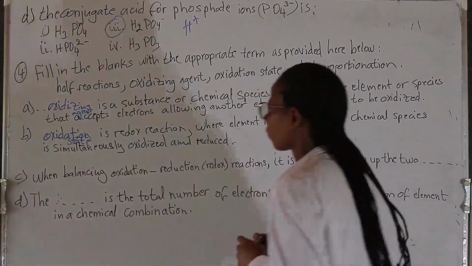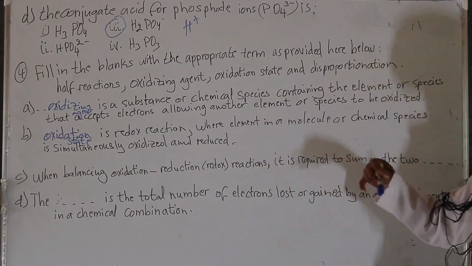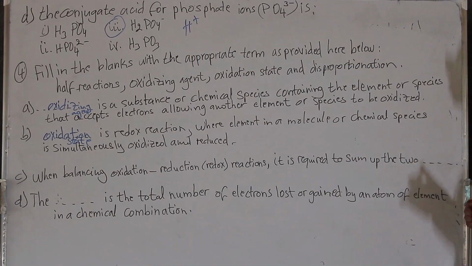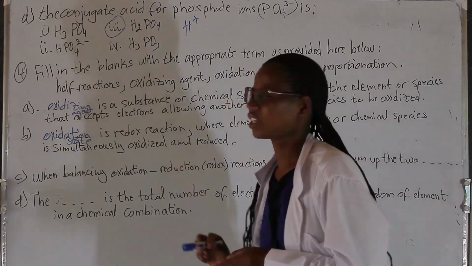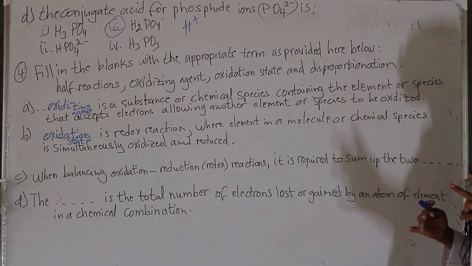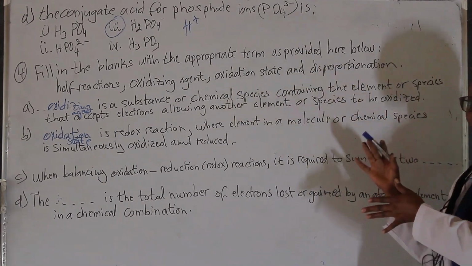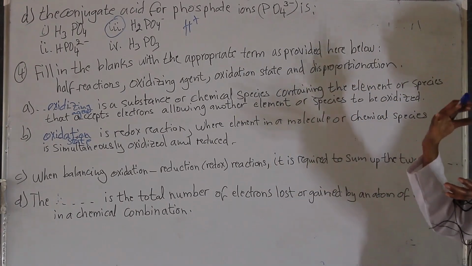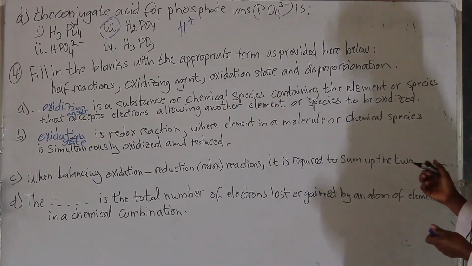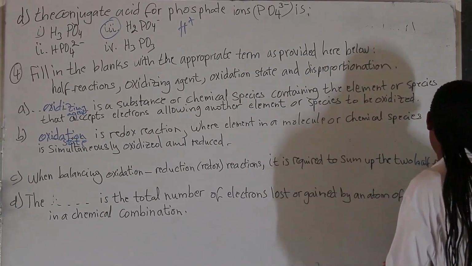For number C, when balancing oxidation reduction, which we call redox reaction, it is required to sum up the two half reactions. Remember, in a redox reaction, we have two half reactions. After adding those two reactions, one which takes place at the cathode, another which takes place at the anode, then as the final equation, we add those two half reactions. Half reaction.